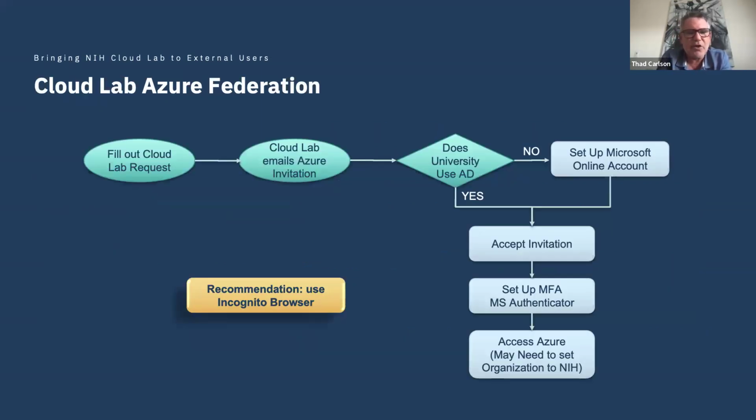So you can see this. Basically, this is just the logic to that. They fill out the Cloud Lab request, we send them their invitation, and then we ask whether their university uses Active Directory. If yes, then they are able to leverage that.